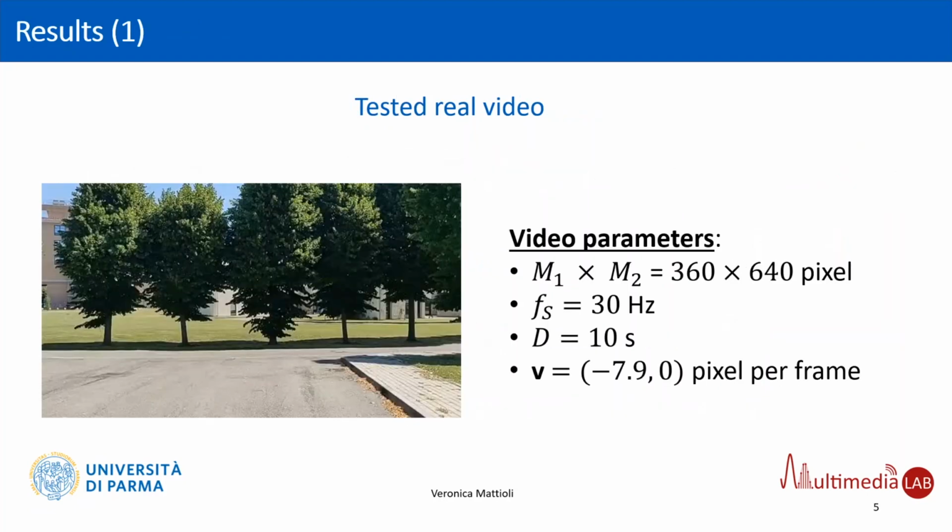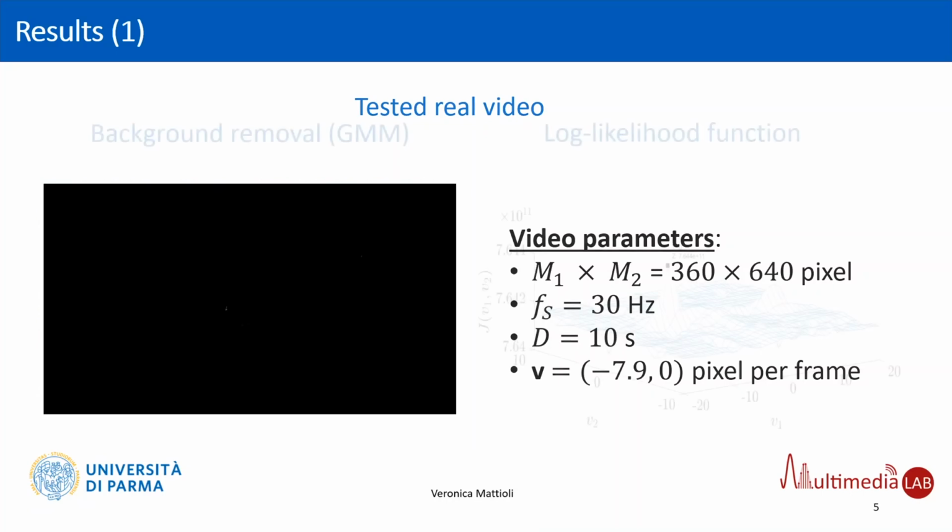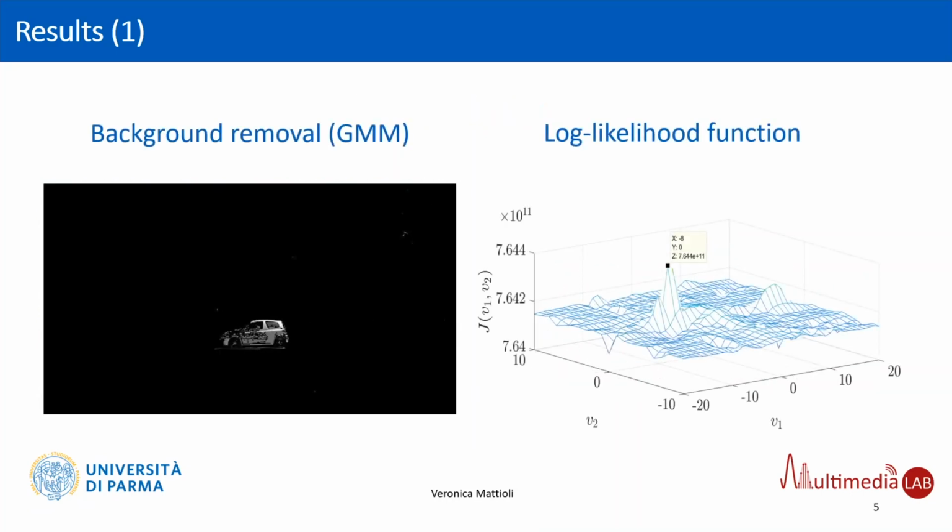Here we come to the results. The first example is a real video of a car moving with a horizontal speed of -7.9 pixels per frame. This is the video after the background removal, and on the right side you can see the log likelihood function plotted versus the speed components. The result, namely the estimated speed, is highlighted in the maximum peak at -8, 0, which is very close to the correct result.